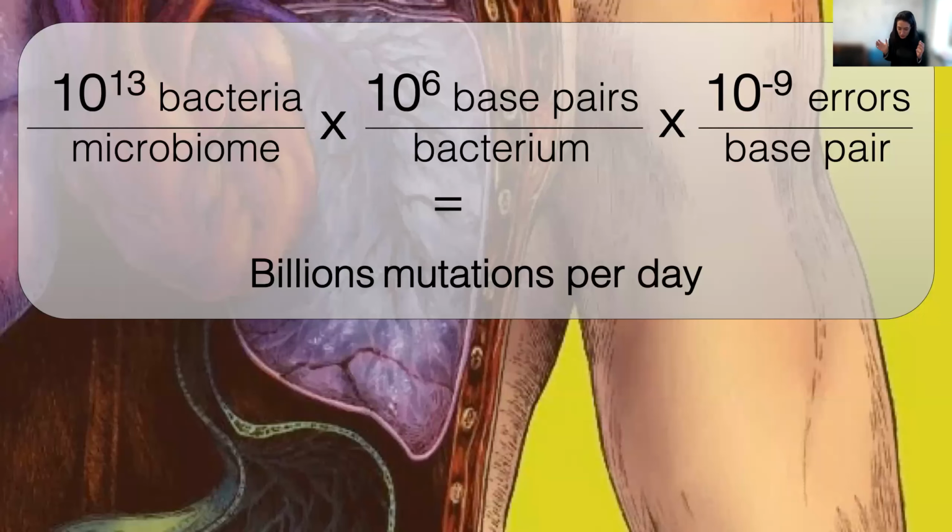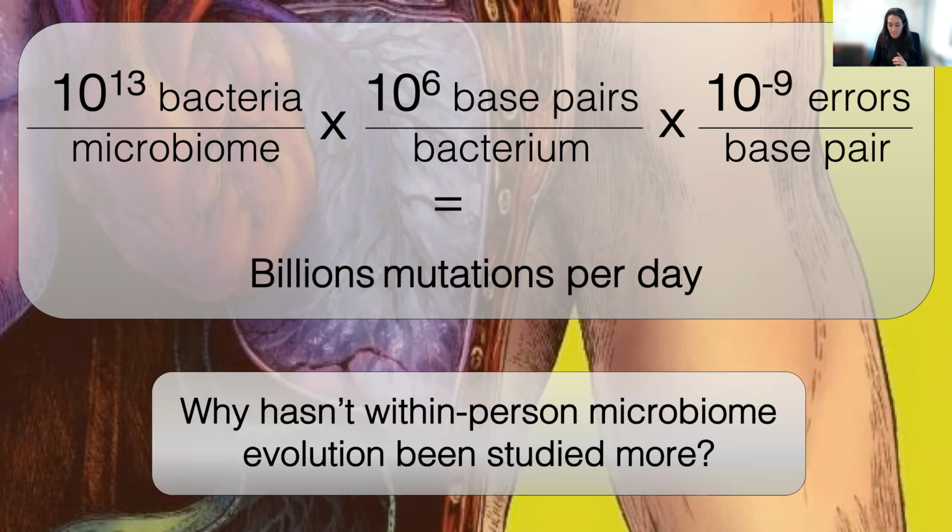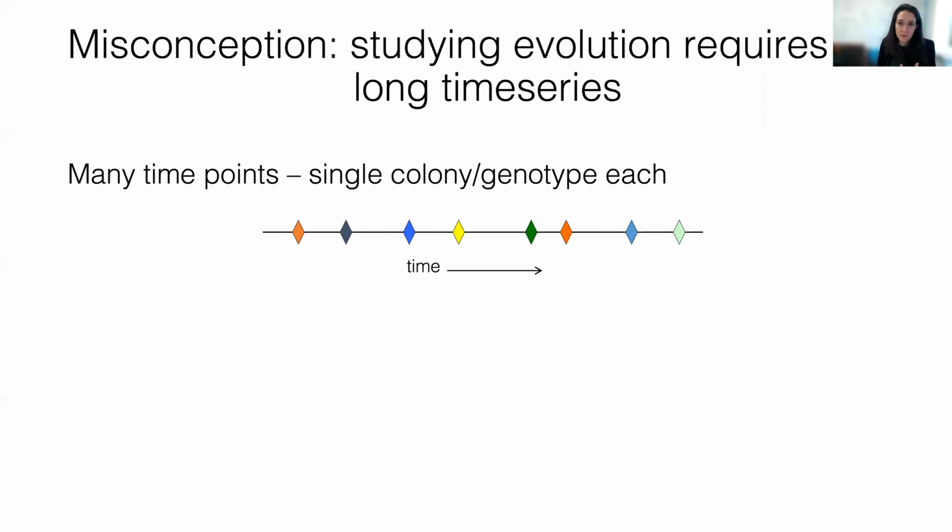And so given the power of tracking recent evolution, you might ask yourself, how come there haven't been lots of studies by now tracking within person evolution in the microbiome? There's this obviously enormous potential. The microbiome field's been hot for a decade. And I think there's a bunch of reasons. And I think one is a conceptual reason.